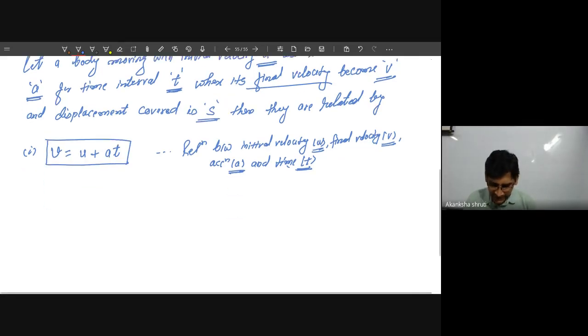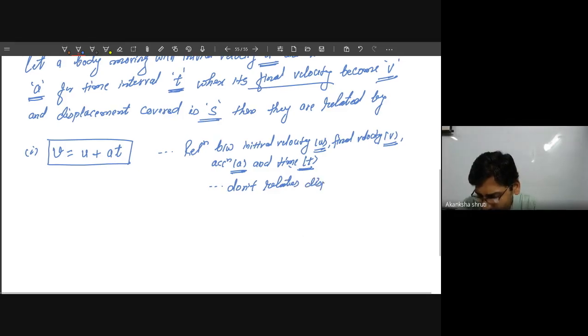The second relation relates the displacement with initial velocity, acceleration and time, and does not give an idea about the final velocity. So right here, if you wish, it does not relate the displacement s.